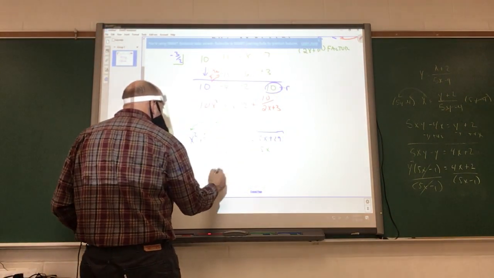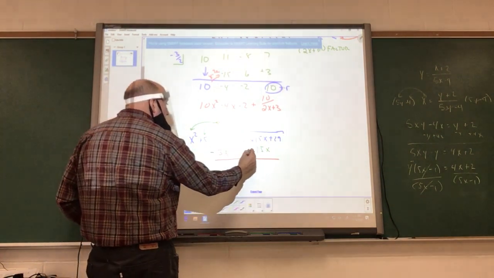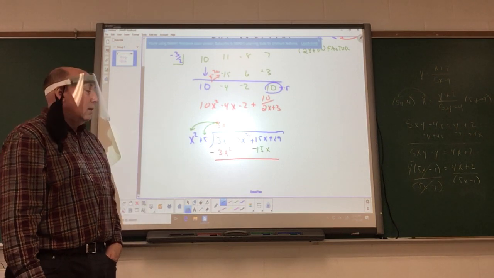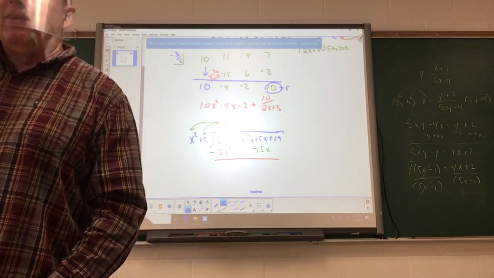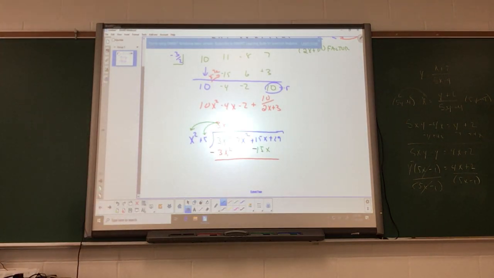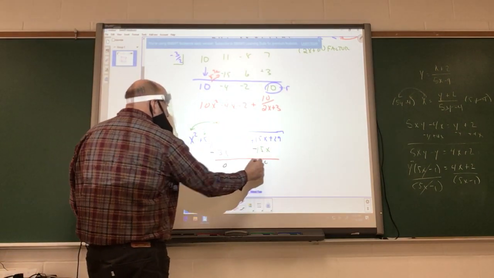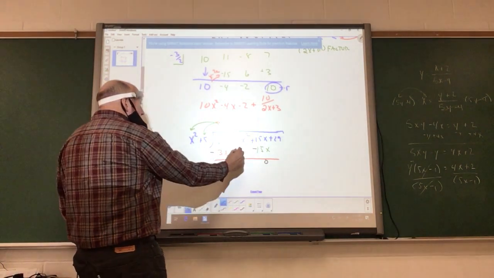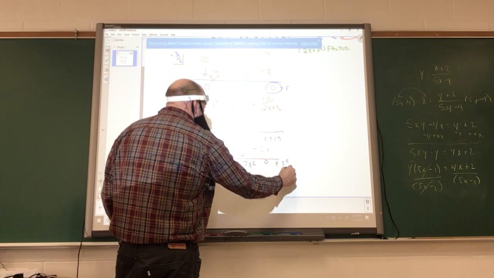Next thing we do, we need to subtract. So we're going to subtract both of these terms. Make sure you get both of the terms. The nice thing about it is the 15x cancels out. These cancel out. Both of these give us zeros. I still have a negative 7x squared here. I still have a plus 29 over here.